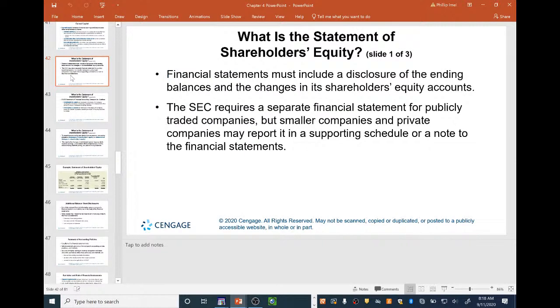So what exactly is the statement of shareholders' equity? Financial statements must include a disclosure of the ending balances and the changes in its shareholders' equity accounts. It says here the SEC requires a separate financial statement for publicly traded companies, but smaller companies and private companies may report in a supporting schedule or in the notes to the financial statements, okay? So if you're public, then you have to have a separate statement for this. If you're not public, then you have a little bit of leeway and you can either have your statement or just throw it in the notes, like it says, or in a schedule attached to it. So not bad there.